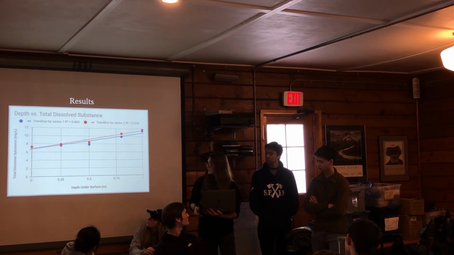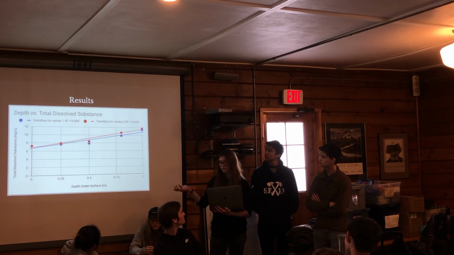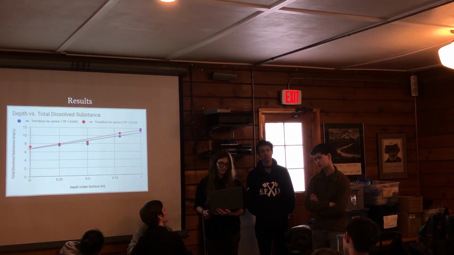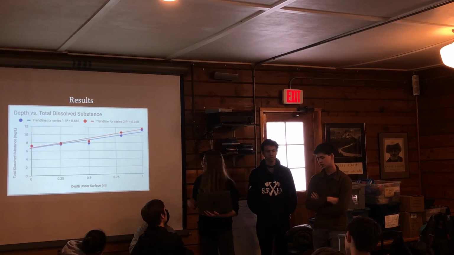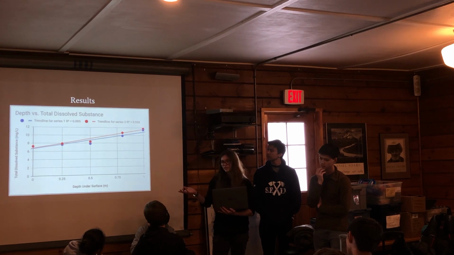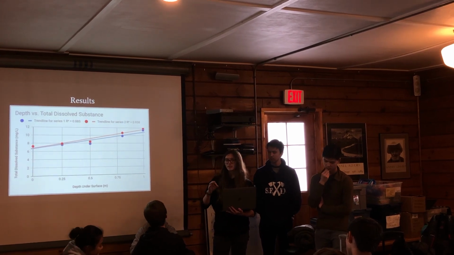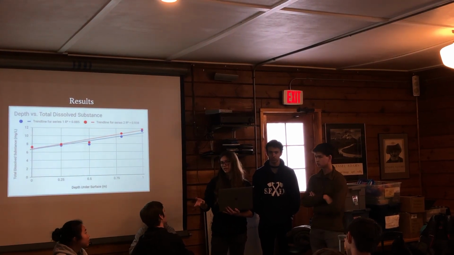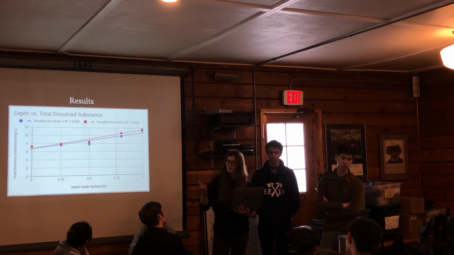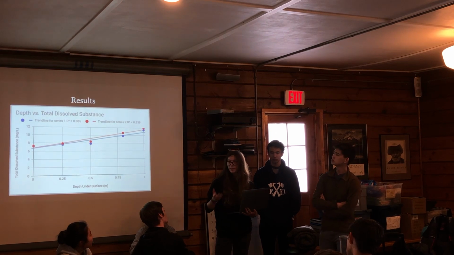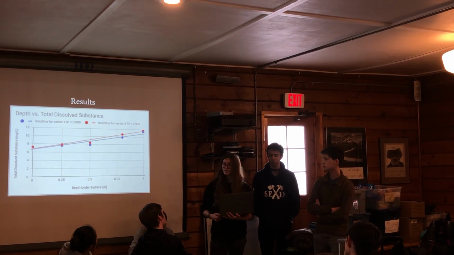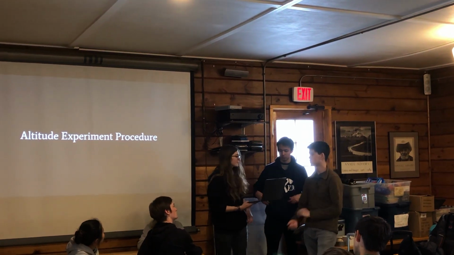In this next graph, you can see it's very similar. It's total dissolved substances versus depth. You can see on the y-axis the total dissolved substances in milligrams per liter, and again, on the x-axis, the depth under the surface. The reason these graphs look so similar is because total dissolved substances can actually be mathematically derived from conductivity. The two are interrelated because the dissolved substances are what make the water conductive. So next we began our altitude experiment procedure.